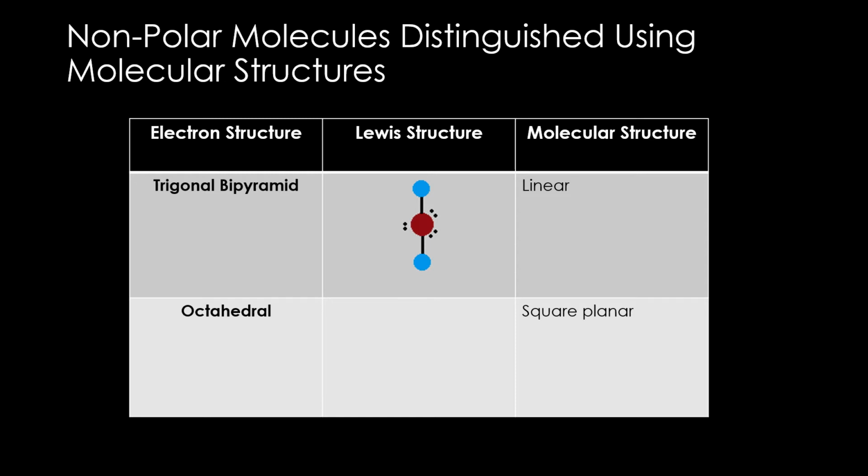The second exception is in the octahedral electron structure, where the central atom has two lone pairs that cause the molecular shape to be square planar. Such a shape has a symmetrical distribution of charge, resulting in zero net dipole moment, as all bonds have equal magnitude and are pointing in opposite directions of each other. Hence, the compounds with square planar geometry are nonpolar.